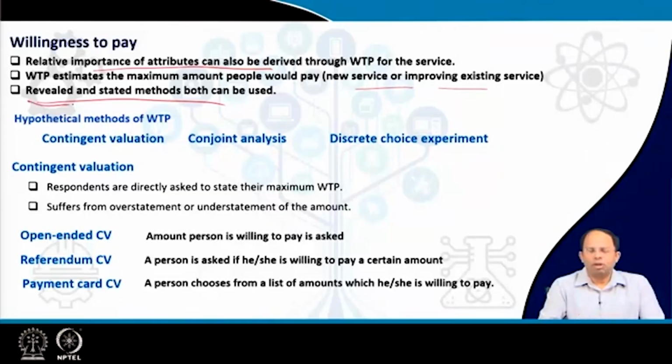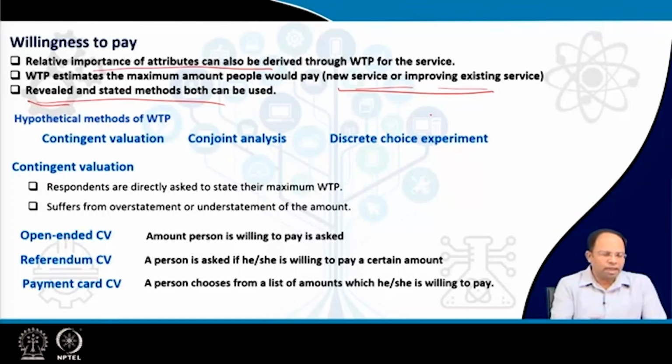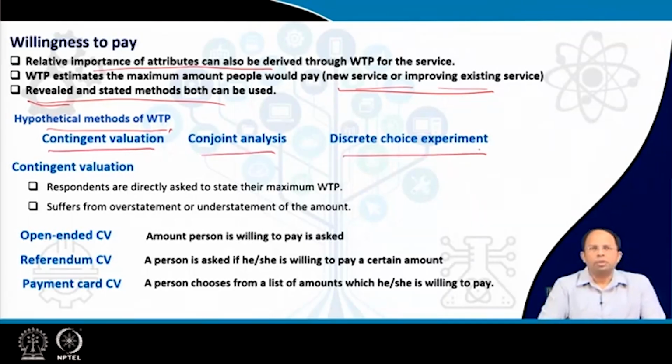But in most cases, it is not possible because most services are hypothetical, they are not being provided. We just want to understand how much money we can charge, or what kind of service we can provide and what charges we can ask for. So in most cases these are hypothetical services, and there are three ways to conduct this kind of hypothetical analysis of willingness to pay. These are contingent valuation, conjoint analysis, and discrete choice experiment.